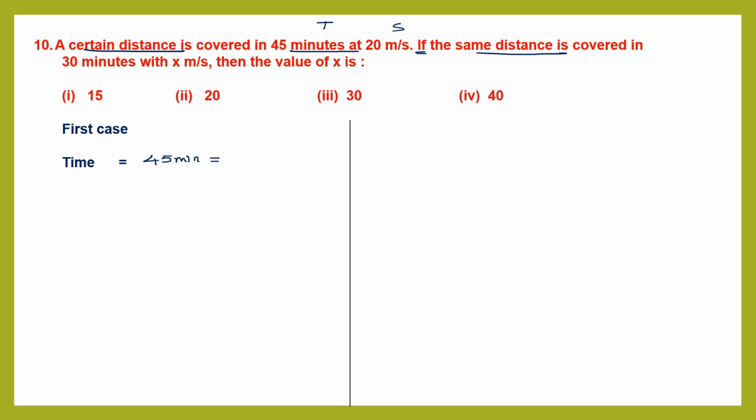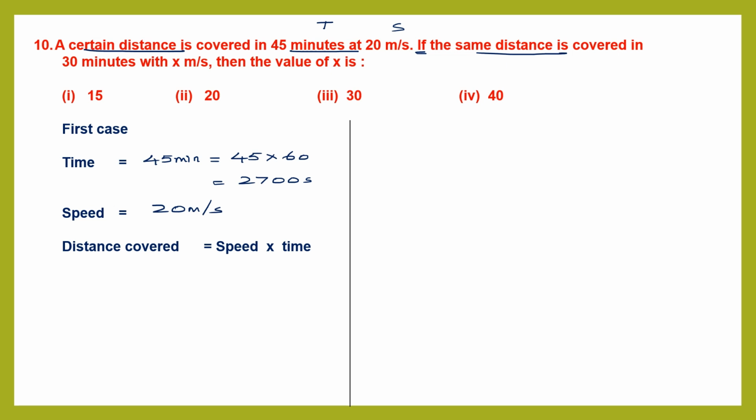We know that in 1 minute you have 60 seconds. So in 45 minutes you have 45 into 60, which is 2700 seconds. So we have found the time. Now speed is given to us, and that is 20 meters per second.